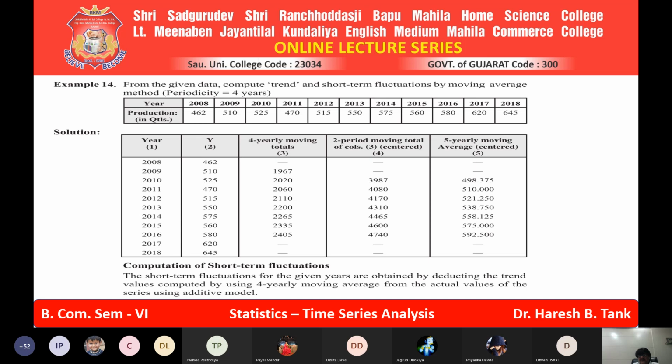Otherwise, what will happen? If you try to write 4 yearly moving average directly, that will create a havoc. That will create a chaos. So try to avoid it. I think for the 4 yearly moving averages, you have to write 4 yearly moving total, 4 yearly moving total centered, and then after that 4 yearly averages. Right?